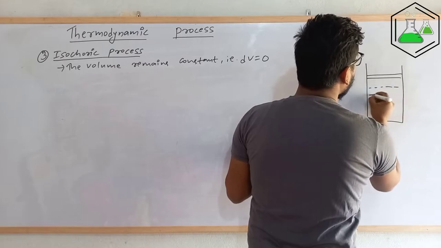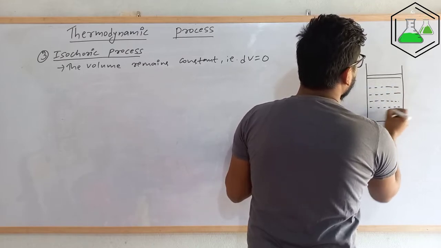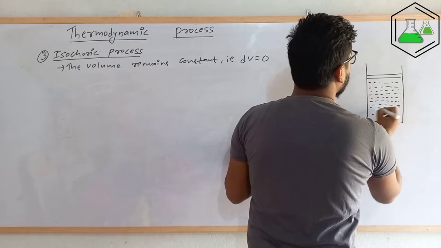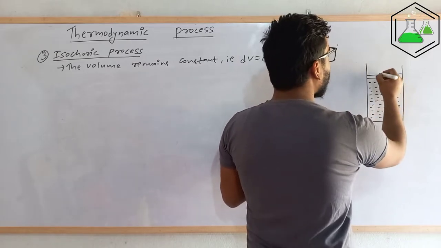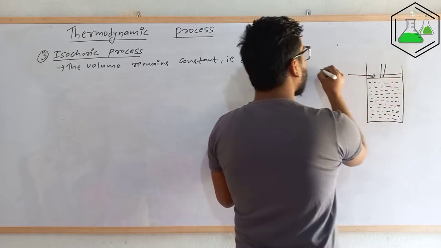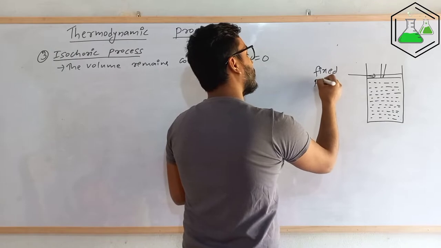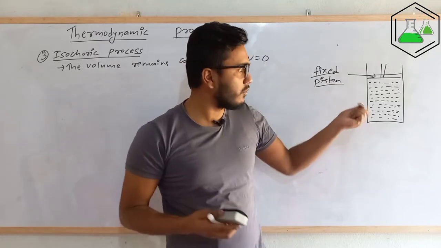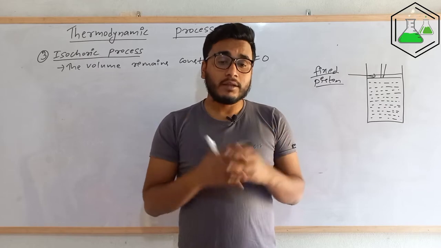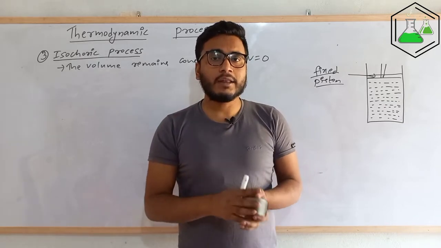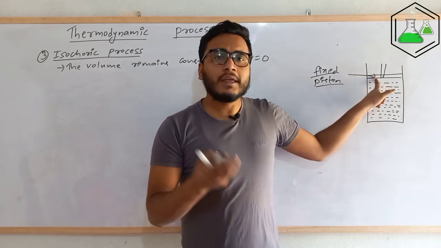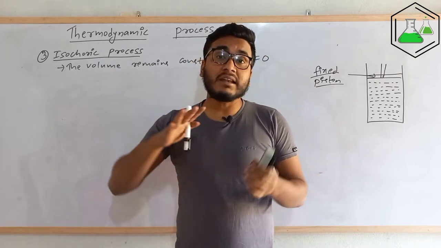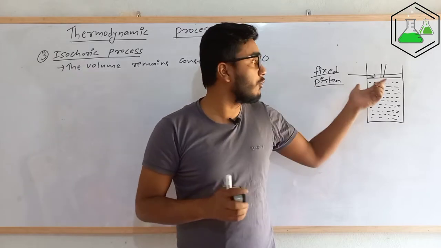So let us consider a system in which the substance is put over here, and this piston is fixed. This is a fixed piston. That is, it will not go up, it will not come down. Suppose the reaction happens over here. Now, let us consider the volume is increasing. Now the piston is supposed to go up, but as it is fixed, it cannot go up. Now to maintain that equal volume, the pressure inside the system also increases so that the volume would not change.